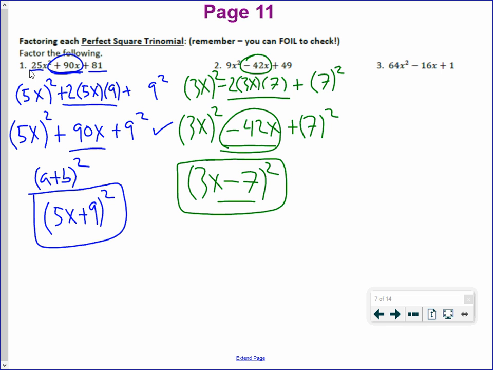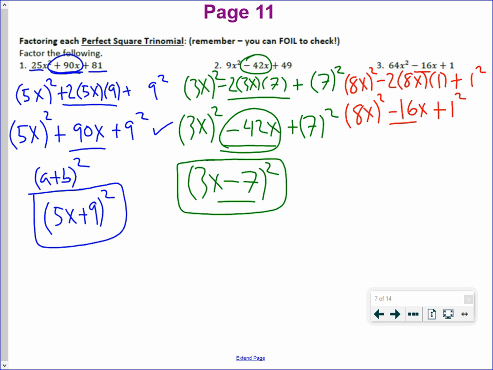All right, and for number 3, we're going to do the same thing we always do. Double check that it is a perfect square trinomial. 64x squared becomes 8x all squared. 1 is the same thing as 1 squared. And now we need to make sure that negative 16x equals negative 2ab. So minus 2 times our a, which is 8x, and our b, which is 1. And we can see that negative 2 times 8x times 1 is negative 16. And that's what we wanted. So we know this is a perfect square trinomial.